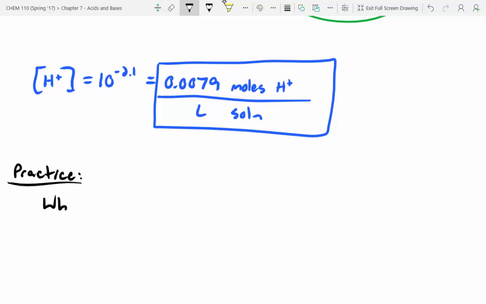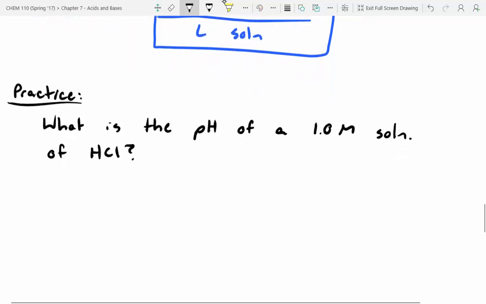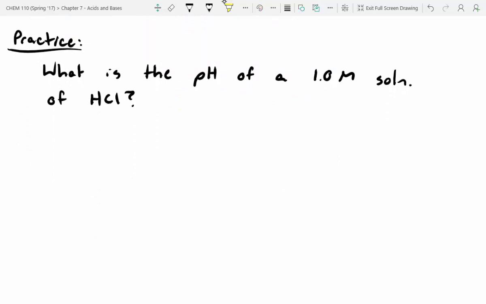All right, for this next one, what is the pH of a 1.0 molar hydrochloric acid solution? So HCl is hydrochloric acid, and then we need to determine the pH of a 1 molar solution of HCl. Who thinks they got this one already? One person? Two people?